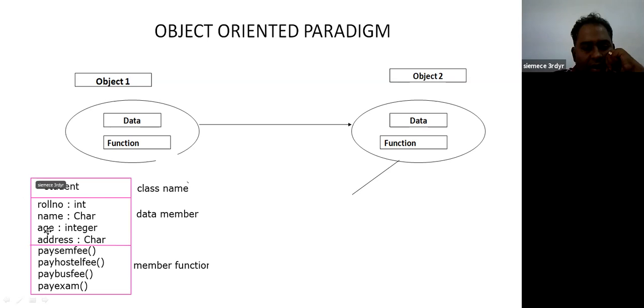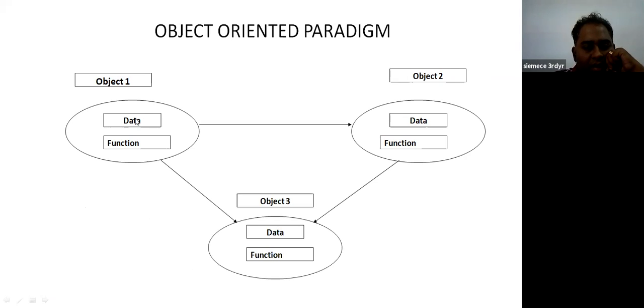Okay, so this class diagram is divided into two parts, and in this object diagram you'll see that there are two parts, one is of data and the other one is the function.